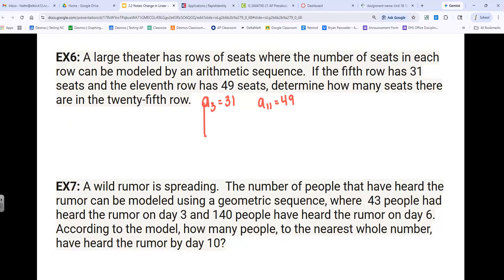Now, I find it very helpful to think of this more as a function than like arithmetic sequences. So when I see arithmetic, that tells me this is like a line, which means there's a slope, right? I have a common difference, which is a slope. So this is really like the point 3, 31.